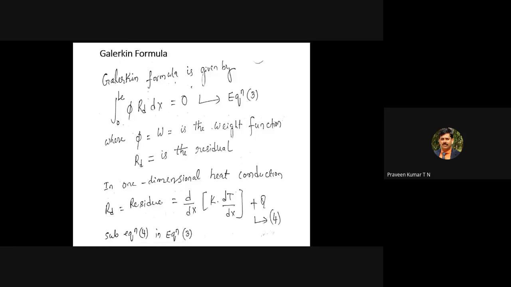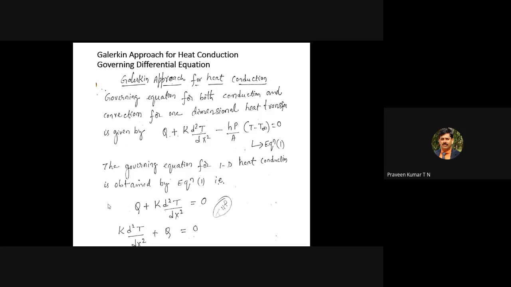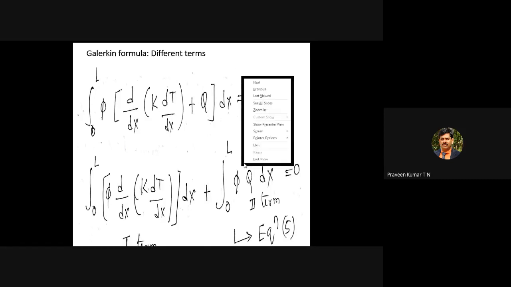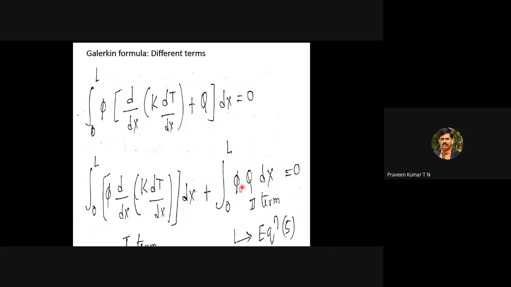Then in the residual equations, the residual is nothing but k into d square T divided by dx square plus q. It will be the residue. Then you have to substitute the residue. The same thing is given here. Once you substitute and multiply, if you expand the term, you get term 1 and term 2. So equation number 5 consists of term 1 and term 2. The term 2 is mainly for the heat generation vector. From term 2, you get the equation for the heat generation vector, that is nothing but RQ.